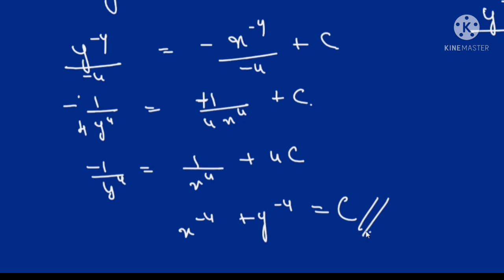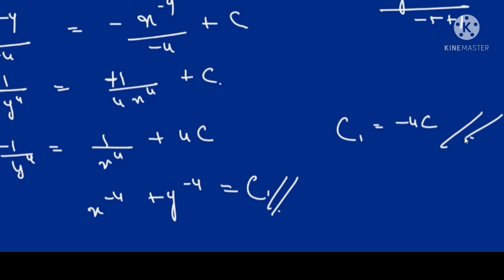Let's put this as a constant. So x power minus 4, bring this here. And this will become minus 4c, which is again a constant. Okay. Minus 4c is a constant. So that's the answer.